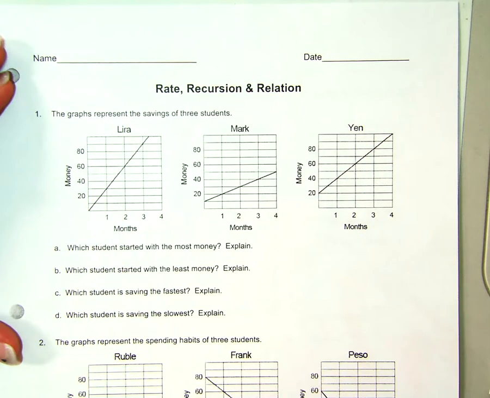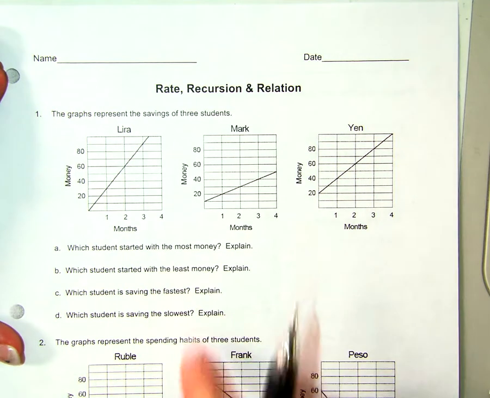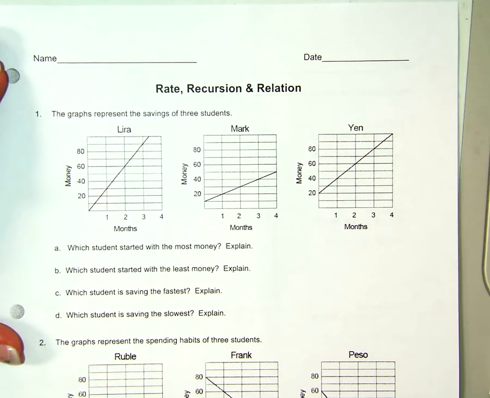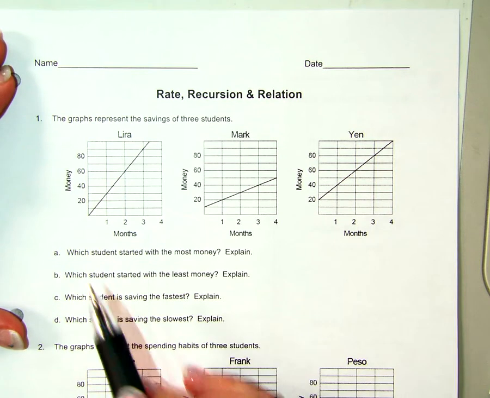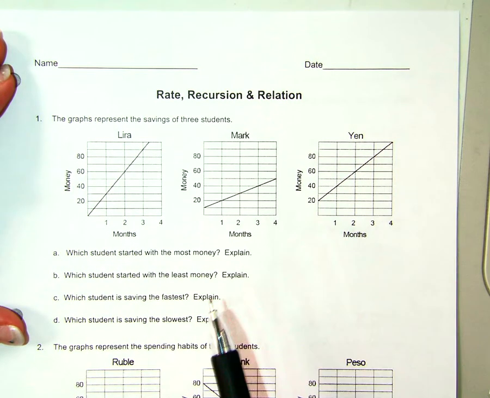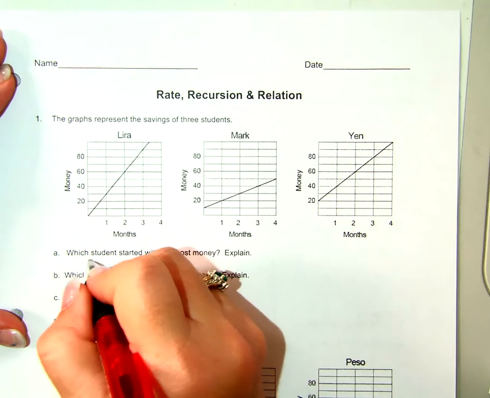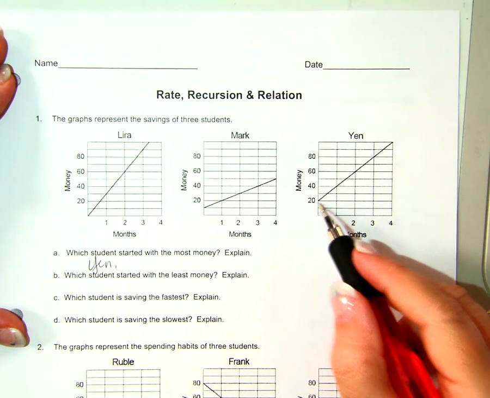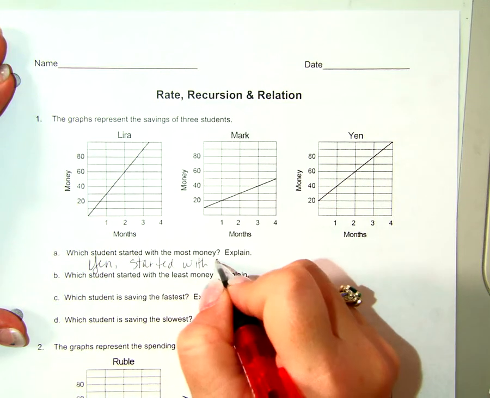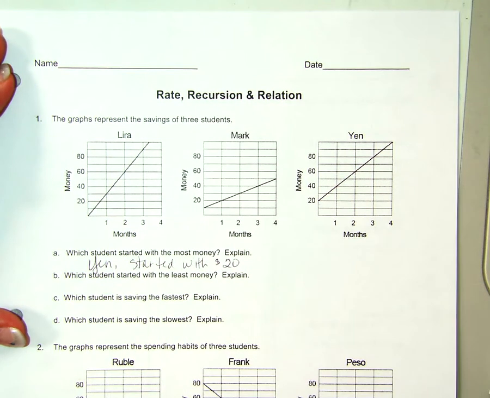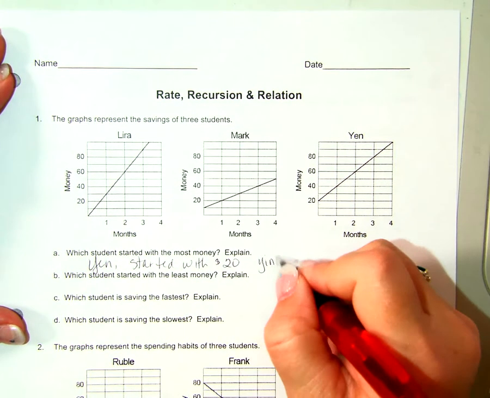Okay? The other page that I'm asking you to do today is Rate, Recursion, and Relation. That's just looking at these three graphs and focusing in on some questions that are being asked. Which student started with the most money? Well, a starting point is that y-intercept, so which one of these y-intercepts is the highest? Hopefully you see that Yen's is the highest. Yen started with $20, because his y-intercept is the highest.